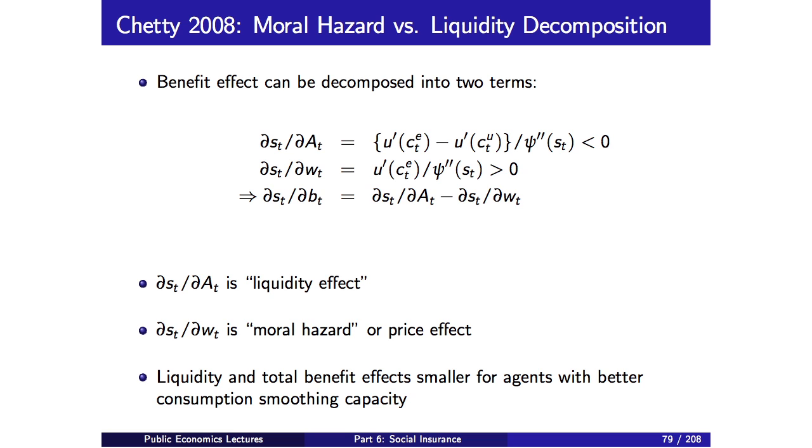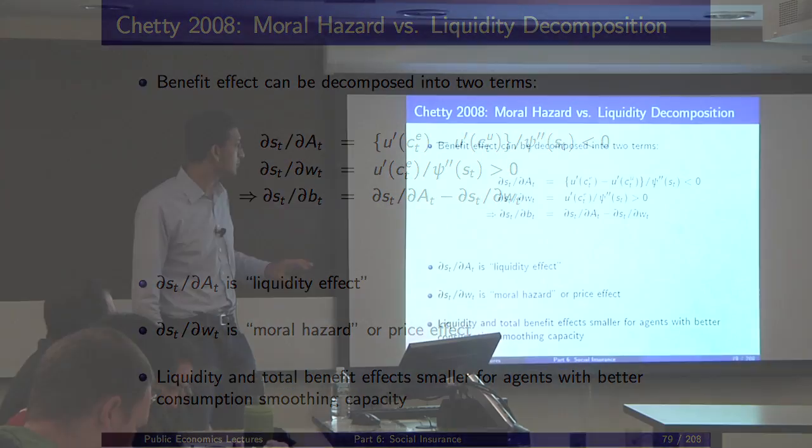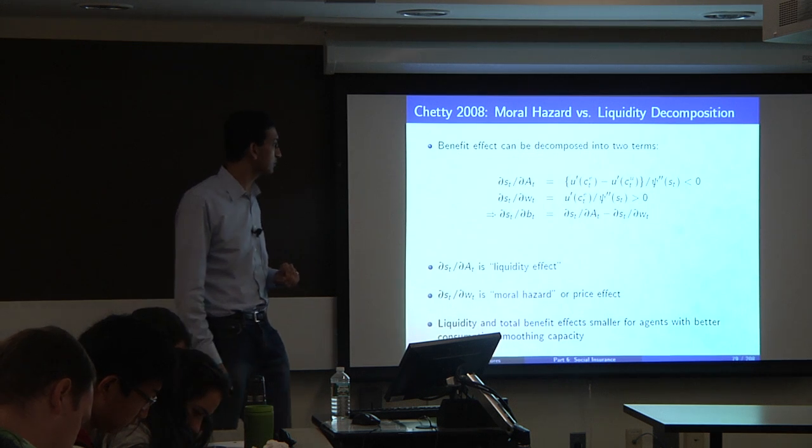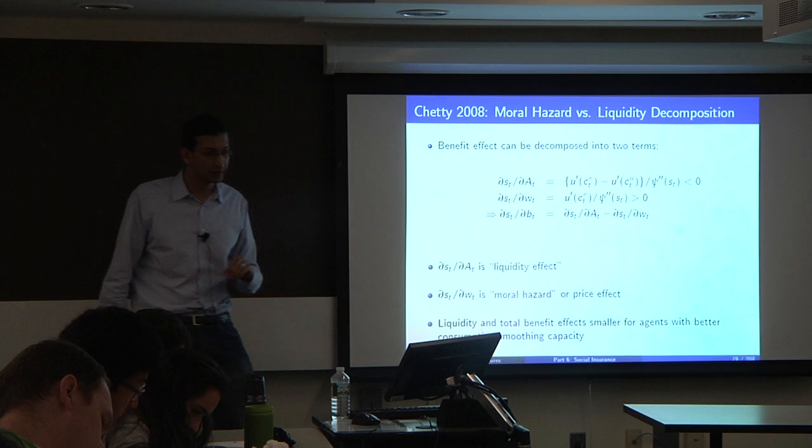So ds/dA is given by this difference in marginal utilities divided by psi prime prime. So just mathematically, that's just what that derivative is from the first order condition. Okay, and then we'll talk about the intuition in a second.